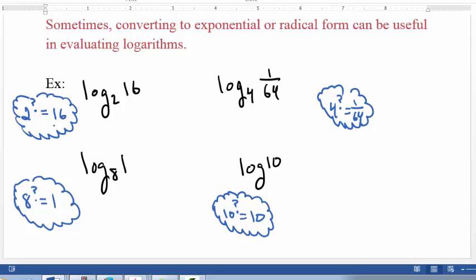So 2 to what power will give me 16? Well, it's 2 times 2 times 2 times 2, which is going to be the 4th power, right? 2 to the 4th equals 16. So log base 2 of 16 equals 4.